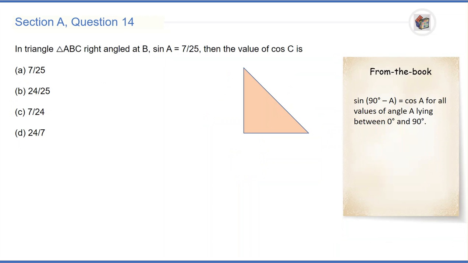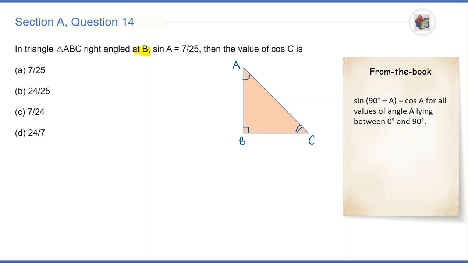Question number 14. In triangle ABC, right angled at B, so this 90-degree angle that you see here in the picture, this is where B is, and the others are A and C. That's how you get ABC. We are also given that sine A is 7 upon 25. Now this is angle A. Sine means what? Sine is opposite upon hypotenuse. The question is, what is cos C? Okay, now C is here.